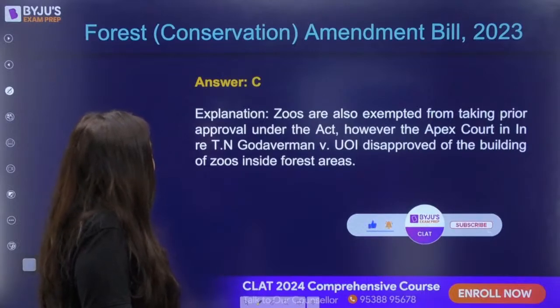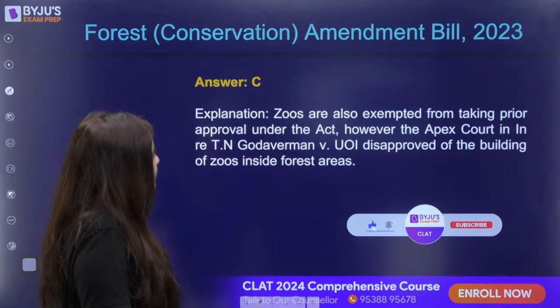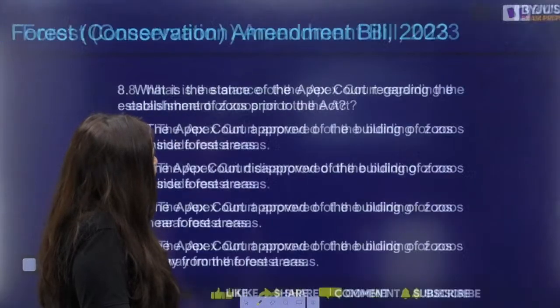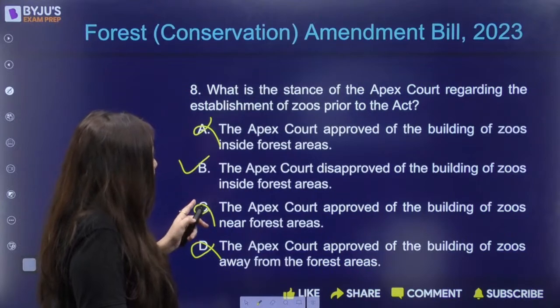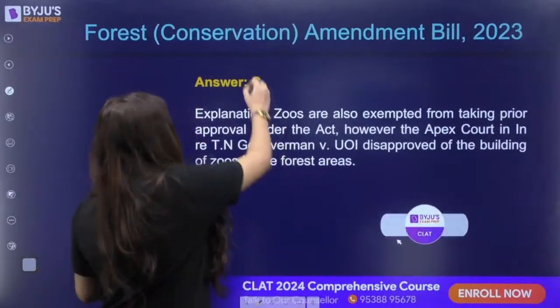ठीक है, B है इसका आंसर, C नहीं है. What is the stance of Supreme Court? Disapproved of building of zoos inside forest areas. B है इसका आंसर, C नहीं है. B.